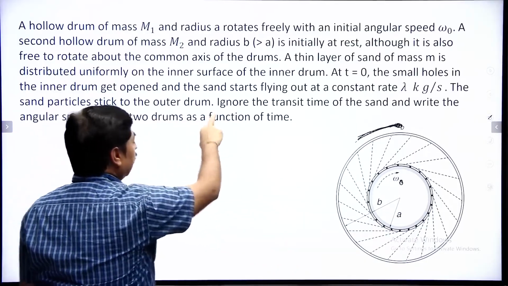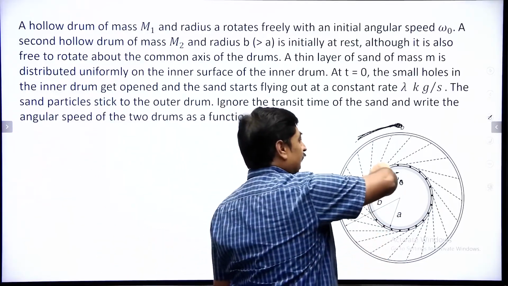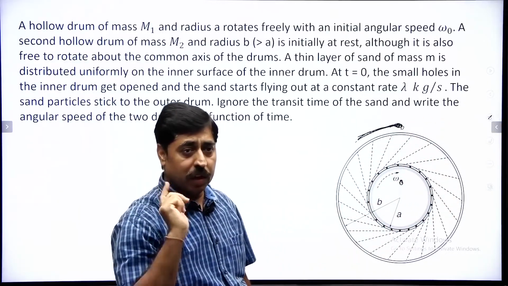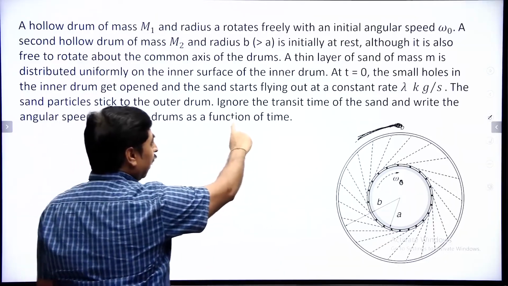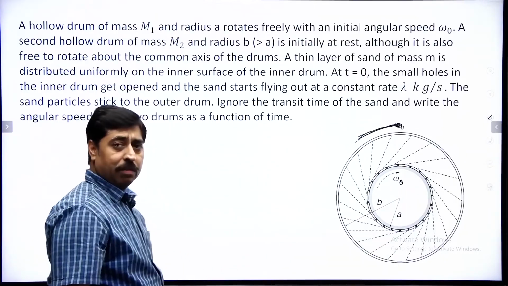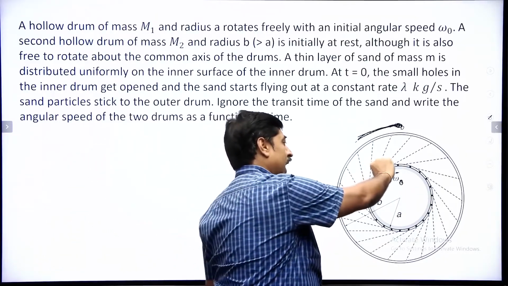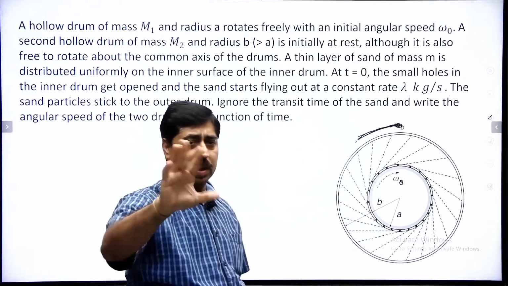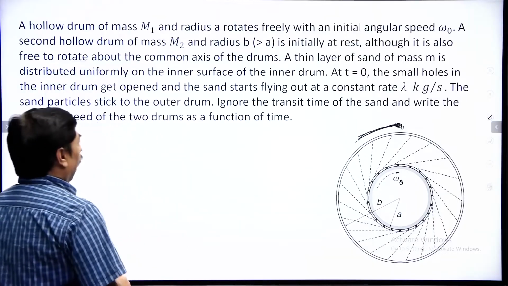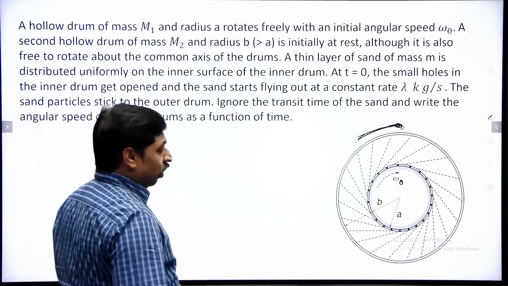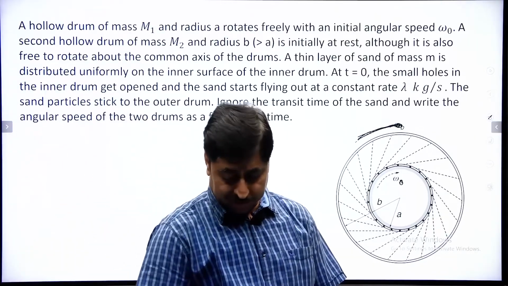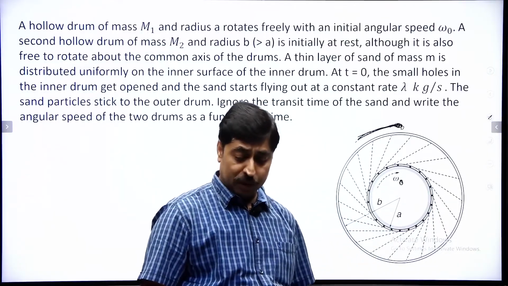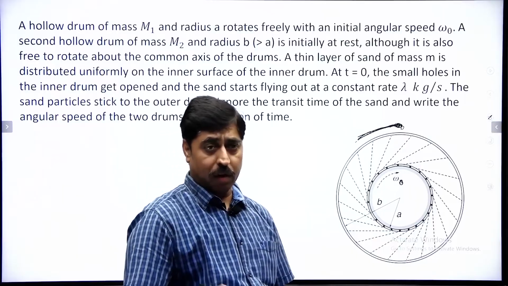The sand particles fly and stick to the inner wall of the outer drum. Ignore the transit time of the sand. That means imagine that a sand particle which is thrown out from the inner drum immediately reaches the outer drum. There is no time lag. And write the angular speed of the two drums as a function of time.